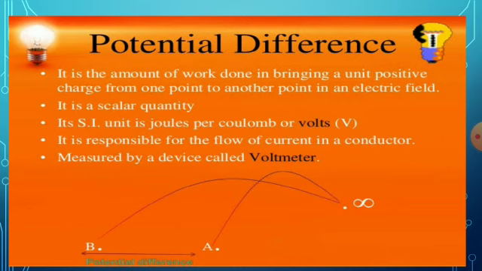There is another unit equivalent to volt, that is joule per coulomb. Potential difference is responsible for the flow of current in a conductor. It is measured by a device called voltmeter.